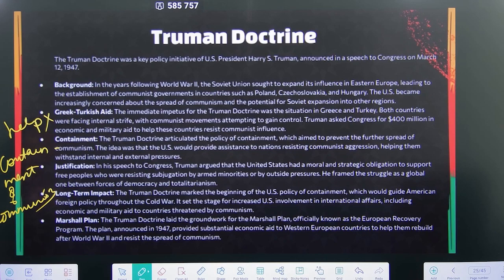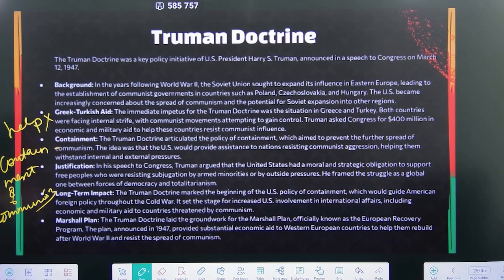Truman also justified this by saying that we as Western powers have a moral obligation to support people who are resisting subjugation by outside pressures but are not able to do it on their own. So he framed this entire thing as a global struggle between democracy and totalitarianism. He gave a very moral outlook to this struggle. The Truman Doctrine marked the beginning of the US policy of containment. Later on, you will see it guides American foreign policy throughout the Cold War era.